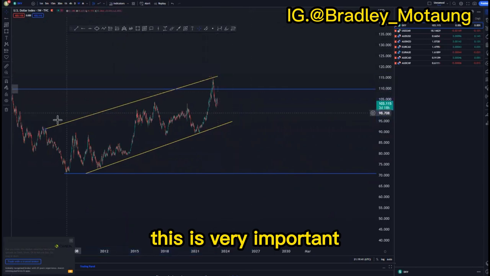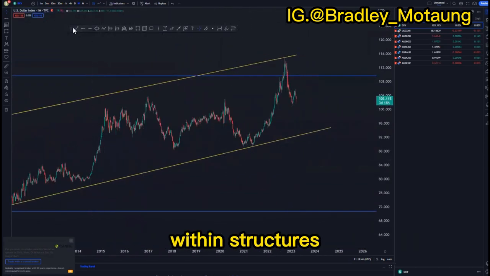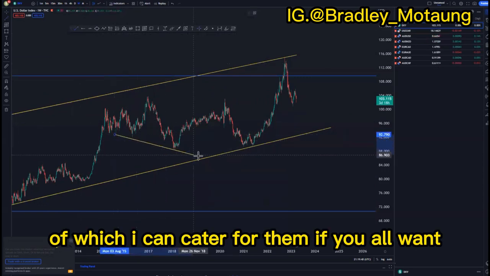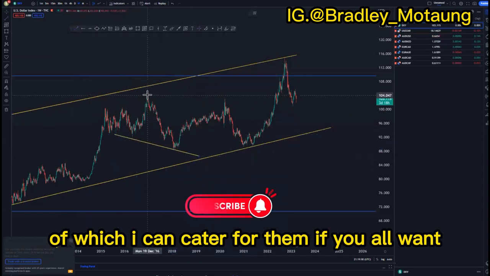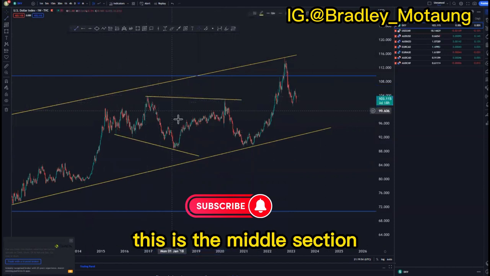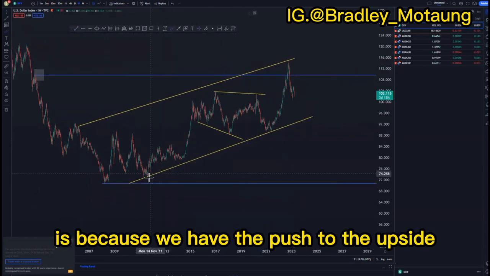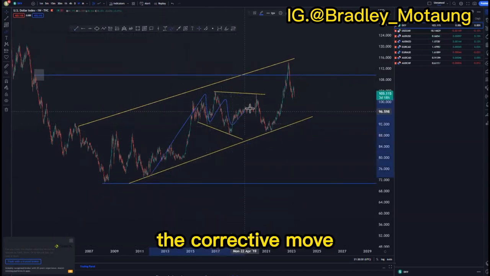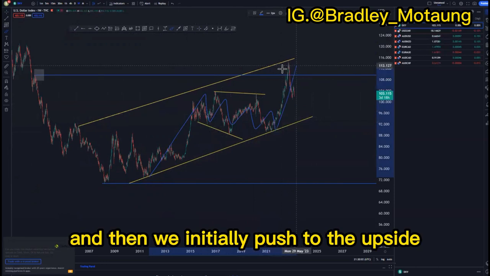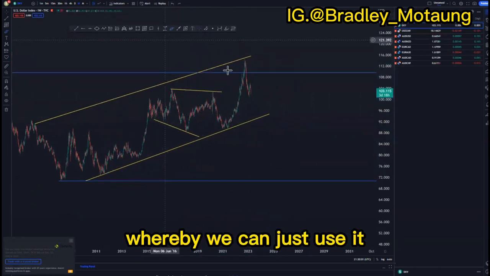This is very important. And then we have the overall structures within structures, which I can cater for if you all want. And then this is the area whereby it should be catered for. This is the middle section. The reason why I say this is the middle section is because we have the push to the upside, the corrective move around this point, and then we initially push to the upside. So this is the middle section whereby we can just use it.